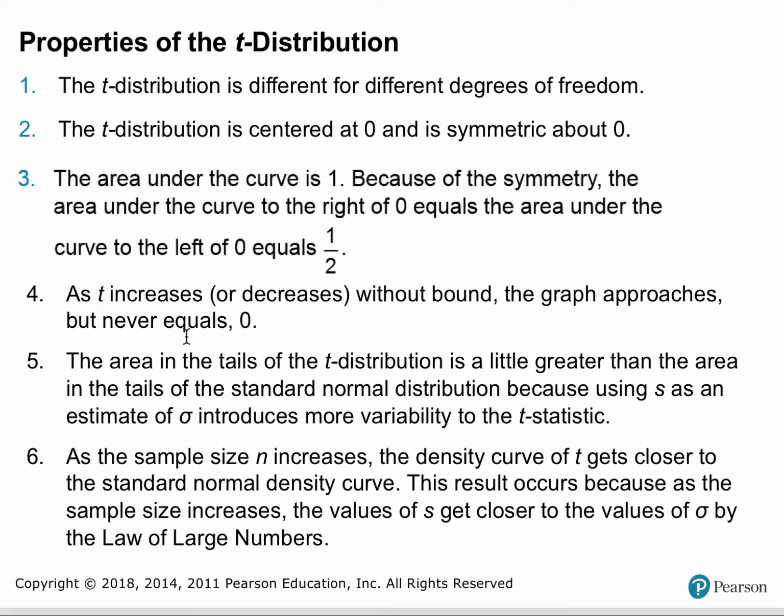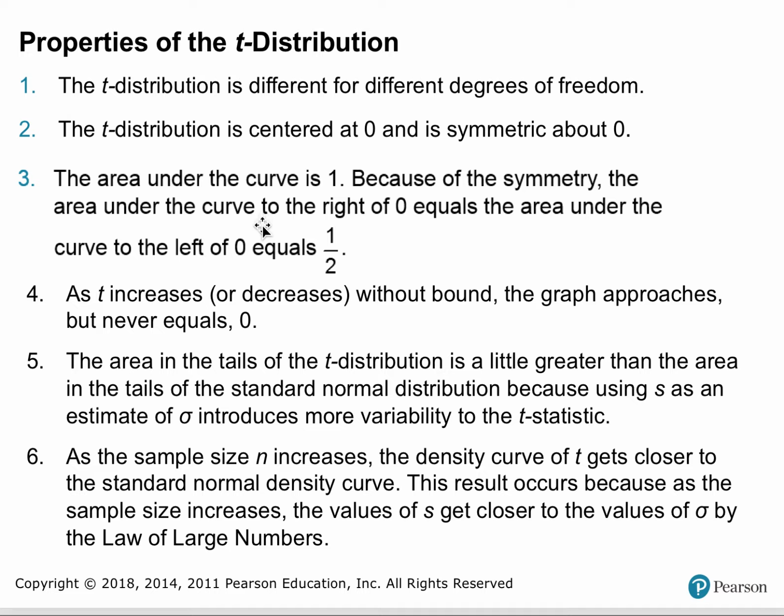Okay, testing hypotheses about a mean follows the same logic and really the same steps as testing a hypothesis about a population parameter. The only difference is we use the student's t-distribution rather than the normal distribution, so we've got to remember that. And here's again just a review of the properties of the t-distribution. It's different for different degrees of freedom. It's centered at 0 and symmetric about 0. The area under the curve is 1.